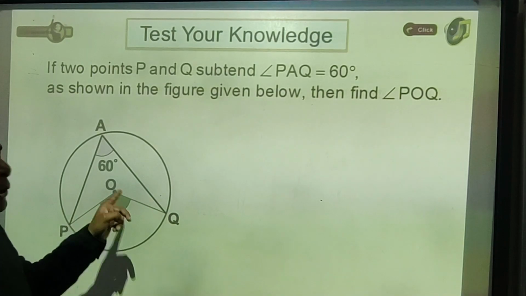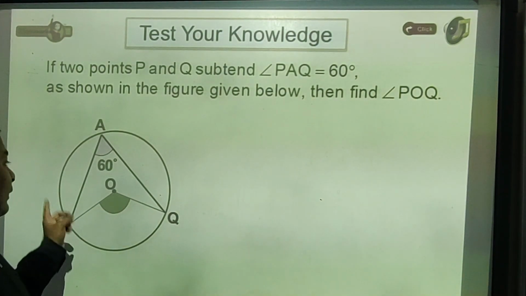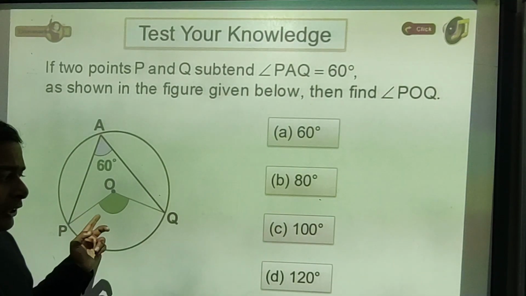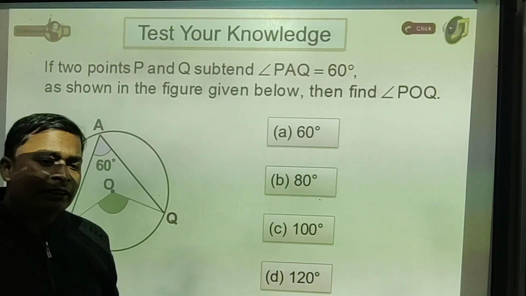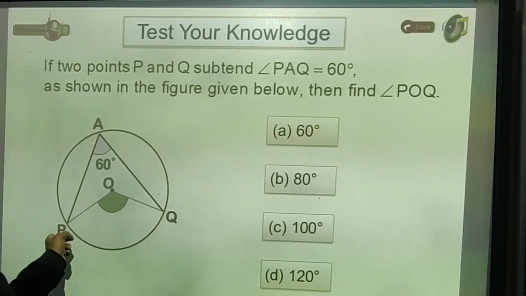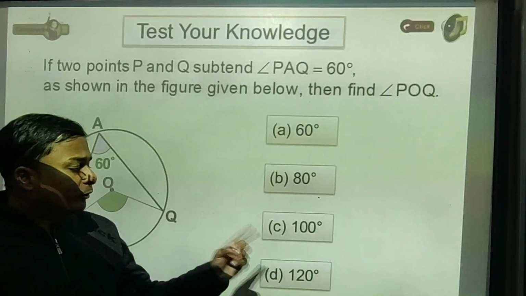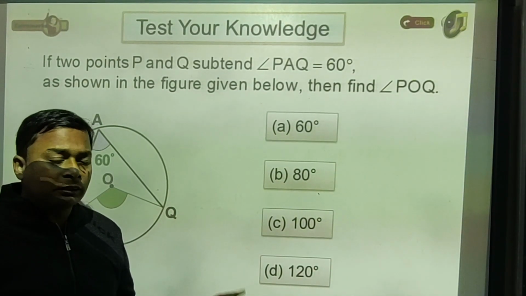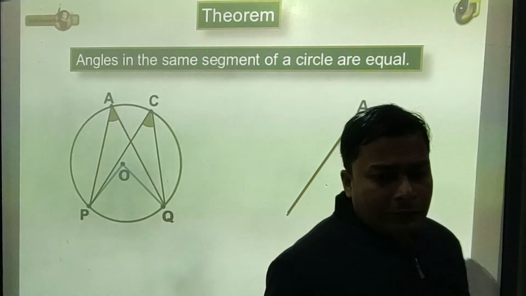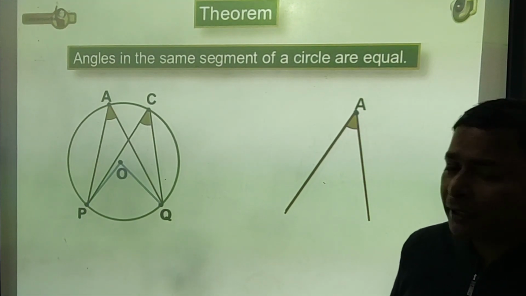There is an application of that theorem which we have learned right now, that what is the value of angle POQ if the angle subtended by the arc on the circle is 60 degrees. So what should be the answer? Can you tell me? 120. Very good. 2 times of angle PAQ, that is equal to 120. What will be the correct answer? D. Now we are with the next theorem, that angles formed in the same segment.